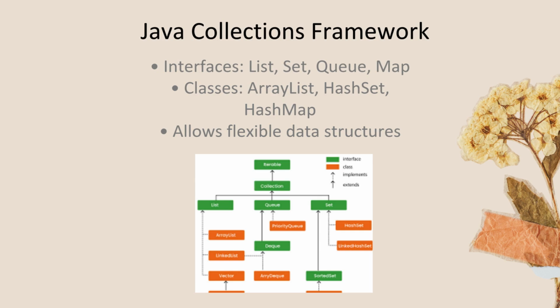Key interfaces you will frequently use include List, which maintains an ordered sequence of elements and allows duplicates; Set, which stores unique elements with no specific order; Queue, which typically orders elements in a FIFO, first in first out, manner; and Map, which stores key-value pairs. Alongside these interfaces, the framework provides concrete implementations like ArrayList for dynamic arrays, HashSet for efficient set operations, and HashMap for fast key-value lookups.